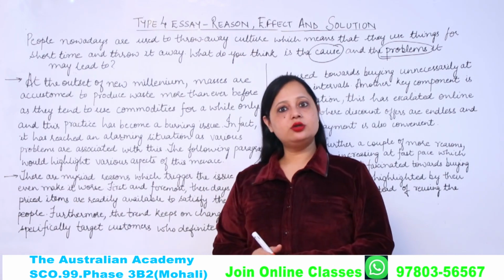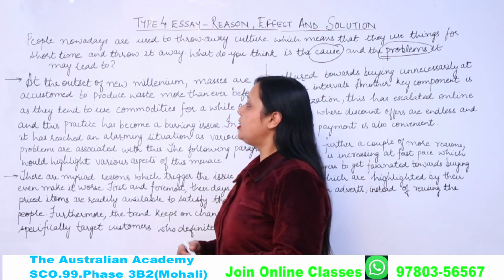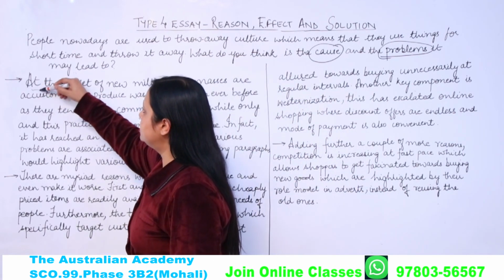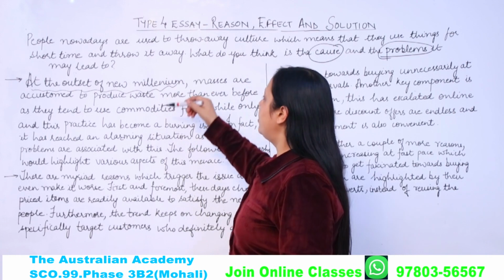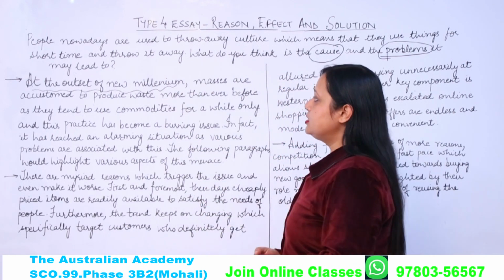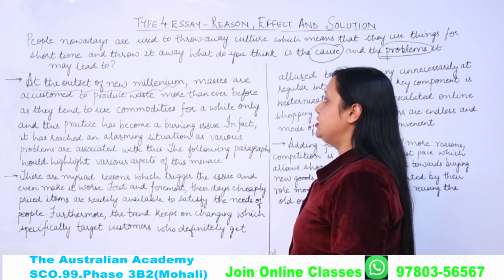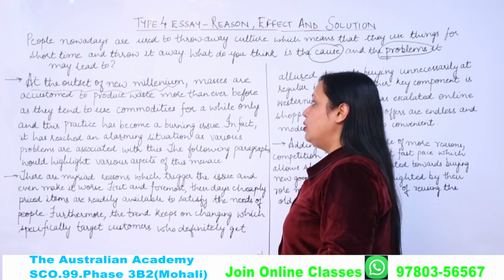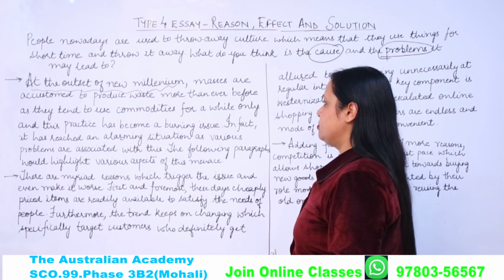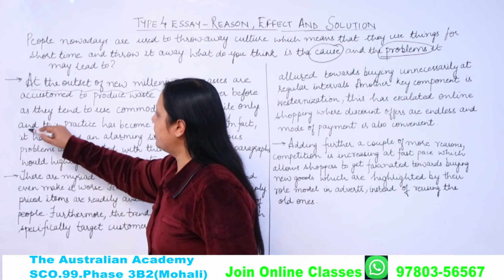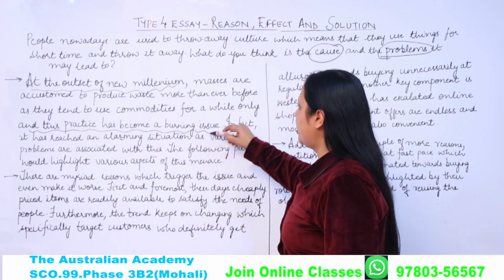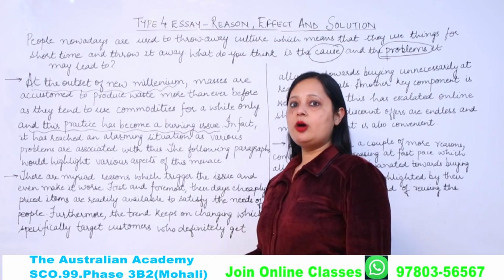So let's see how to start an introduction. At the outset of the new millennium means nowadays or these days, masses are accustomed to producing waste more than ever before as they tend to use commodities for a while only, and this practice has become a burning issue. This practice has become a burning issue. This is again one of the phrases from the format.